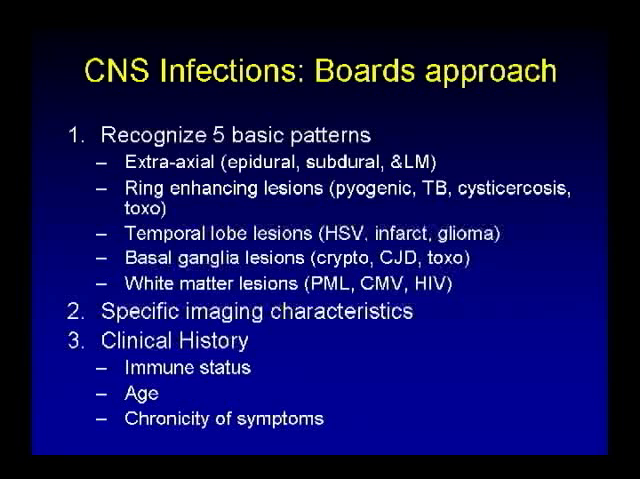For temporal lobe, remember that herpes involves the medial temporal lobe, spares the basal ganglia, unlike an MCA infarct. Basal ganglia lesions, remember our differential for toxo versus lymphoma. White matter lesions, we'll use these specific imaging characteristics and clinical history.